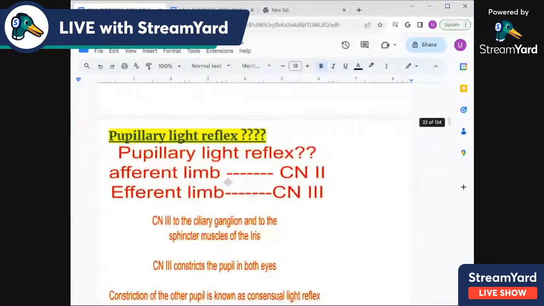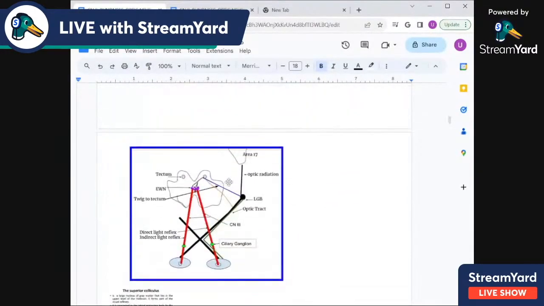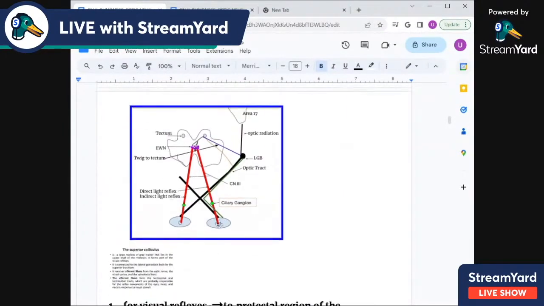Let's discuss the pupillary light reflex. When you throw light on the eye, it causes pupillary constriction. So this is the pupillary light reflex. It has two arms, a sensory or afferent arm that is carried by the optic nerve. And then this optic nerve is connected to the midbrain. And from the midbrain, it's connected bilaterally to the Edinger-Westphal nucleus of the third nerve. And that carries the motor or efferent fibers back to the eye to cause pupillary constriction.